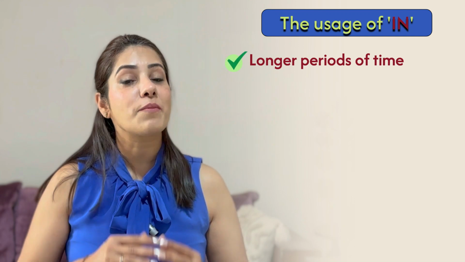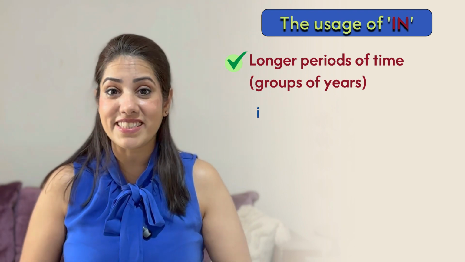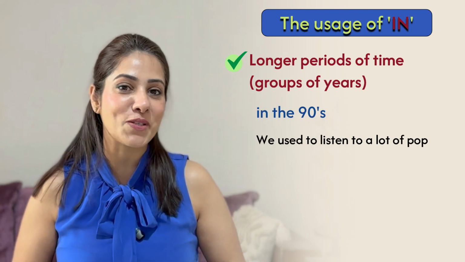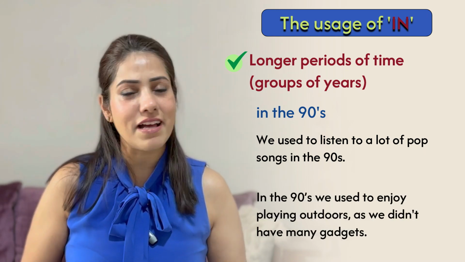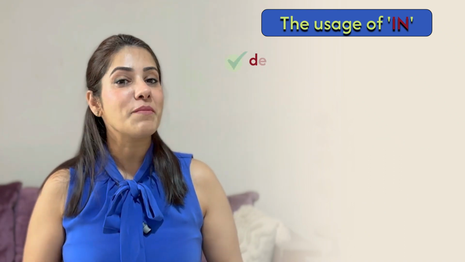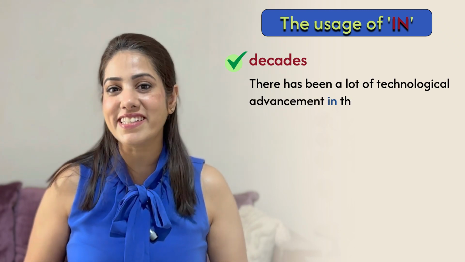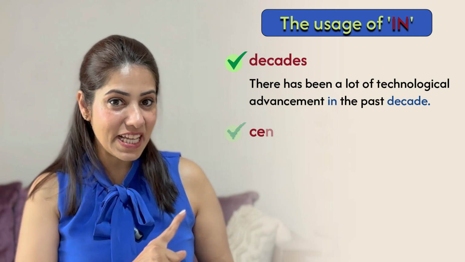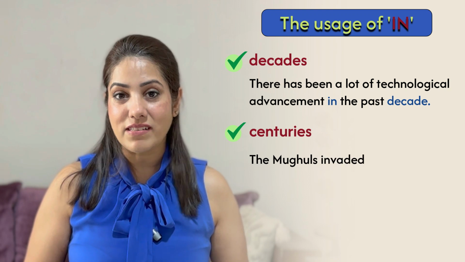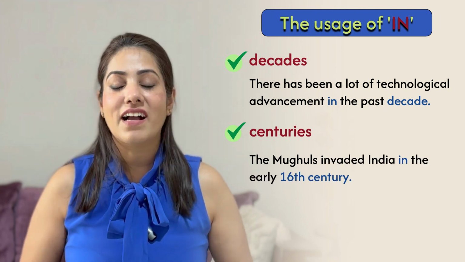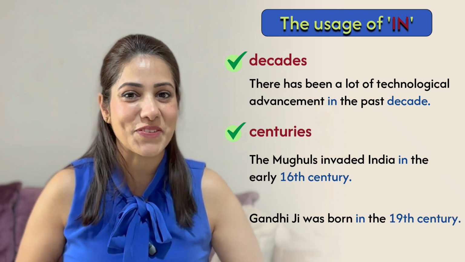In can be used to talk about longer periods of time, like groups of years. In the 90s, we used to listen to a lot of pop songs. In the 90s, we used to enjoy playing outdoors as we didn't have many gadgets. To talk about decades, there has been a lot of technological advancement in the past decade. To talk about centuries, in the 20th century. The Mughals invaded India in the early 16th century. Gandhiji was born in the 19th century. Was he? Yes, I think so.